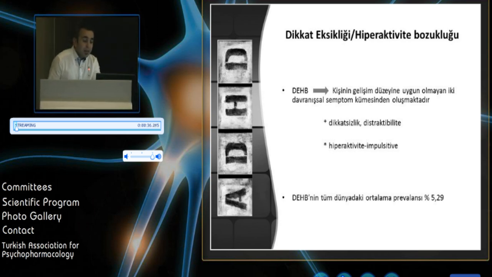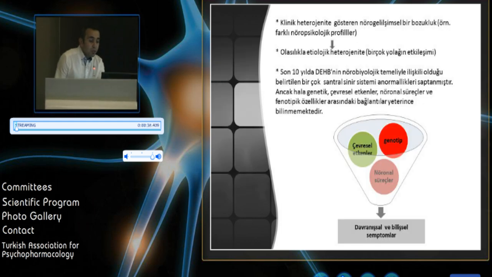The total prevalence of this disorder throughout the world is 5.29%. However, although there are three different subtypes, clinical heterogeneity is observed in this neurodevelopmental disorder. Etiological heterogeneity is most probably the reason for that, which means different pathways interact with one another in this pathogenesis.